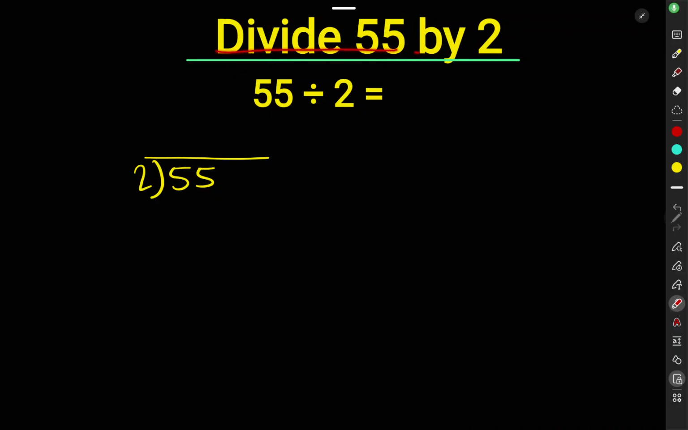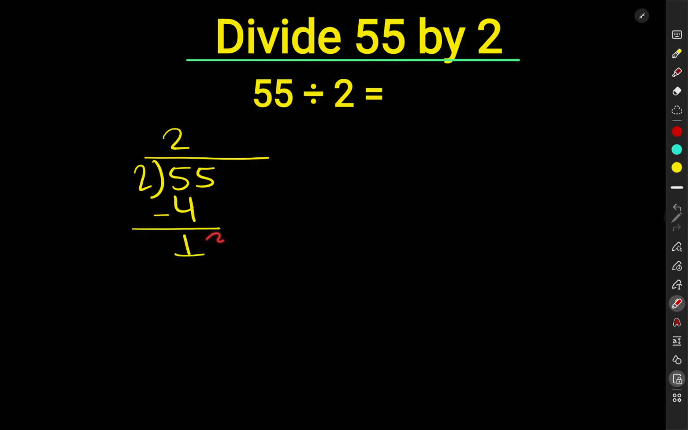Divide 55 by 2. So here we divide 55 by 2 in a long division method. So 2 times 2 means 4. On subtracting we get 1.